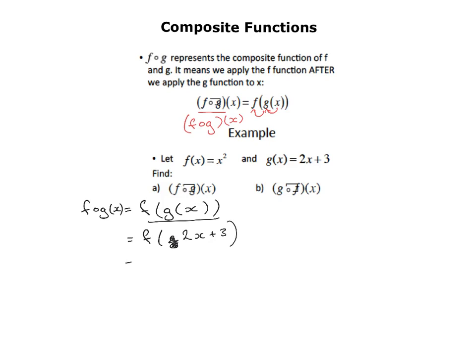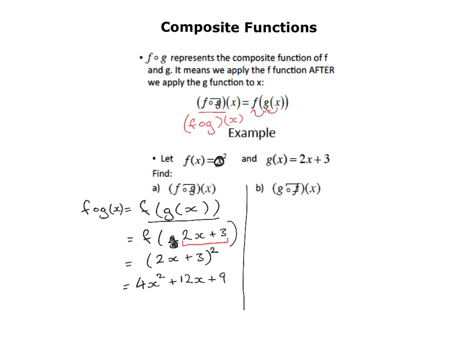So as we learned in a previous lesson, we just put 2x plus 3 inside wherever x is in f of x. So this now becomes 2x plus 3, all squared. So 2x plus 3 goes inside where this x is, and this x is being squared. So we have to square all of 2x plus 3. And then when you square that, you should get 4x squared plus 12x plus 9. Okay, so that's how you do it.